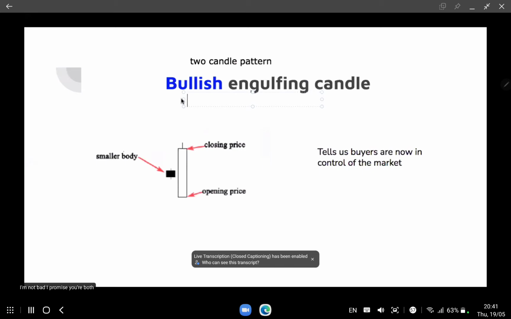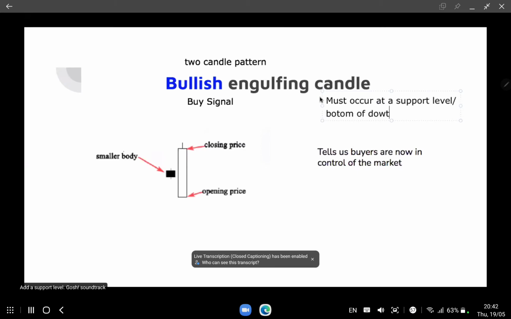Your bulls are your buyers. So this is a buy signal, right? Bulls are your buyers. It's a buy signal. Okay. This must occur, I'm going to type it out, because it's a buy signal, at a support level or bottom of a downtrend. Right? Must occur at a support level or at the bottom of your downtrend.